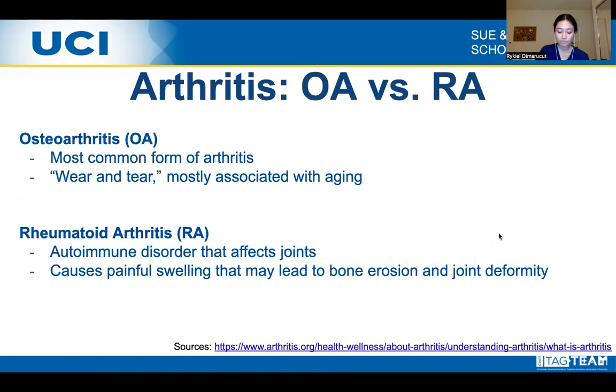So as mentioned, we will first discuss the basics of arthritis. The two types of arthritis are osteoarthritis and rheumatoid arthritis, also known as OA and RA. Between these two, OA is the more common form of arthritis and is usually associated with aging and known as wear and tear. On the other hand, RA is an autoimmune disorder that affects the joints, and this causes painful swelling that could lead to bone erosion and joint deformity.